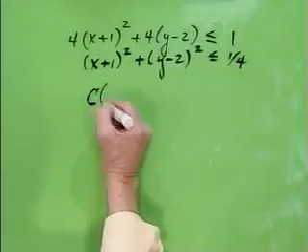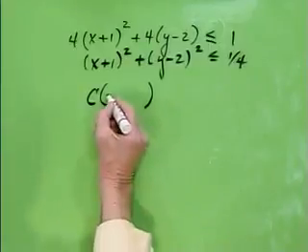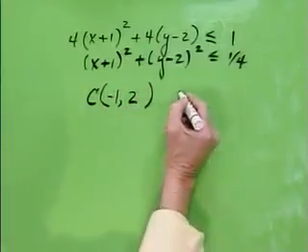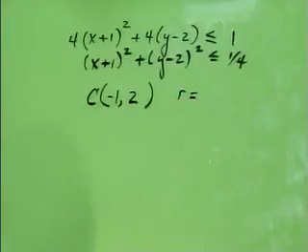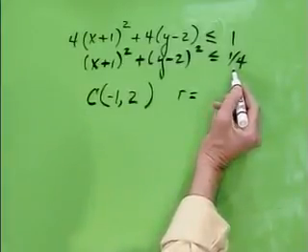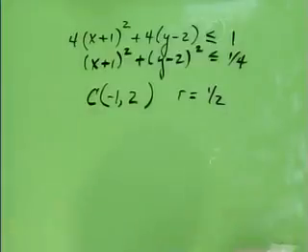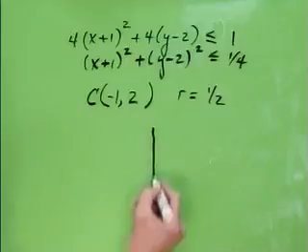The center of the circle is what? (-1, 2). (-1, 2). Very good. And the radius, a little different from the other examples, the radius is what? 1/2. Yeah, you see, this is the square of the radius. So the square root of 1/4 is 1/2.